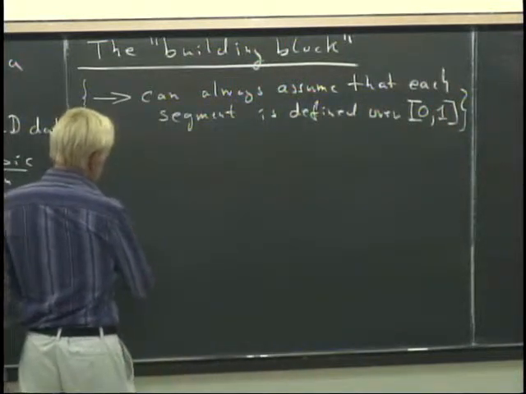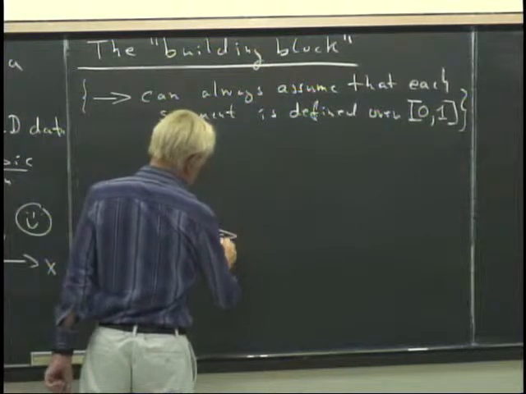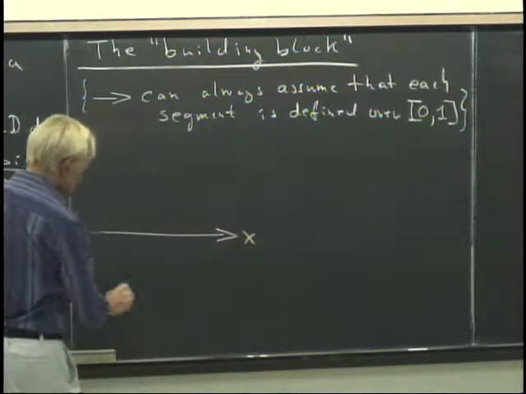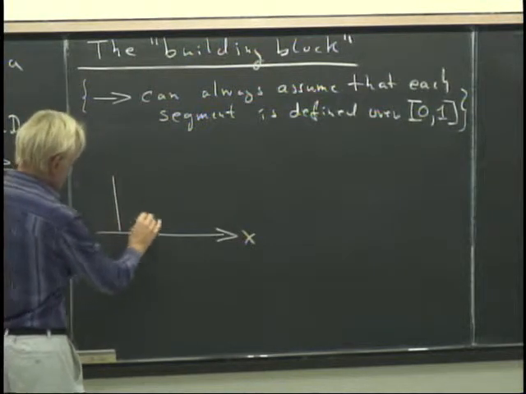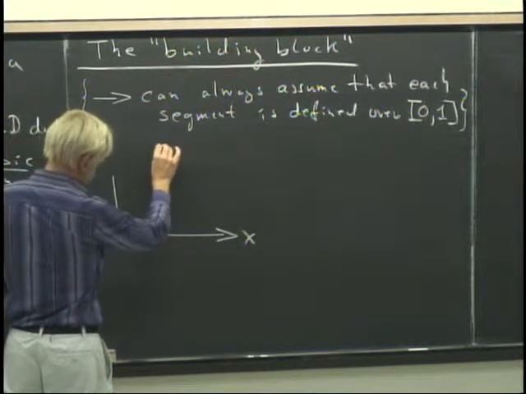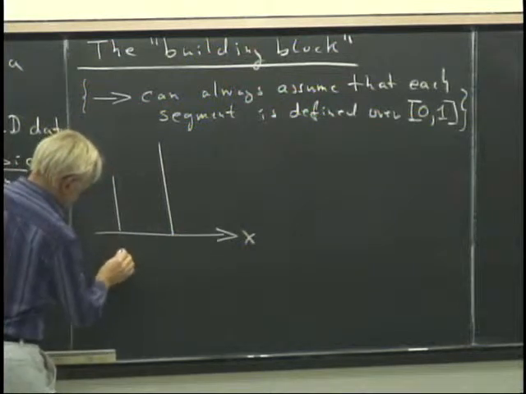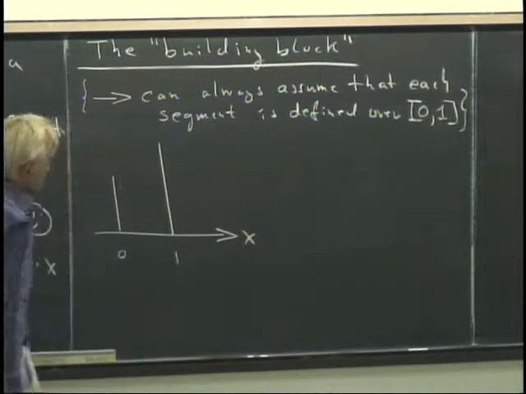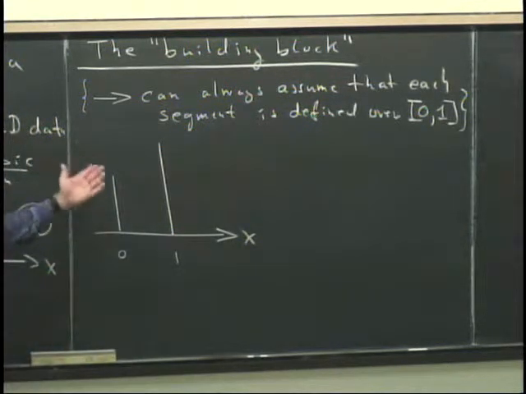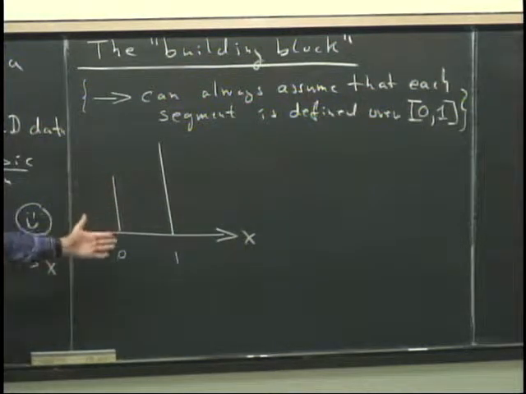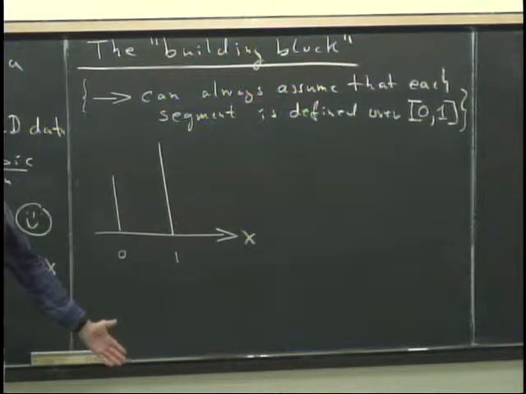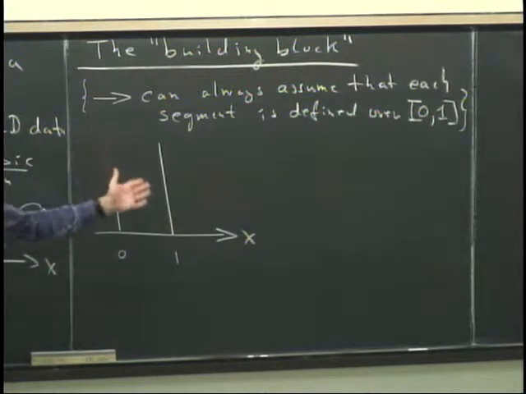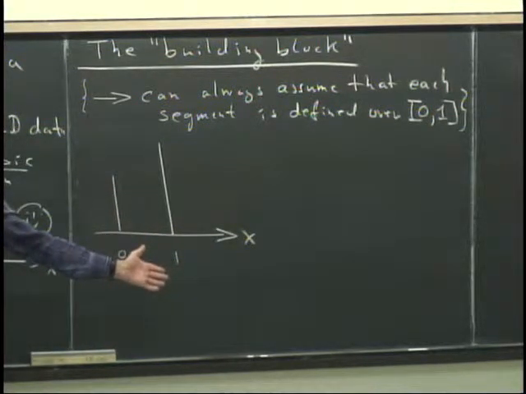So then we have the following case. We have an x. We have a first value. And we have 0 here, 1 here. In order to define a cubic segment over this stretch, are these two sticks sufficient? Is this all that I need to define a cubic curve there, or do I need more or less?